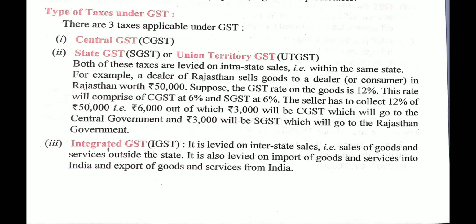There are 3 types of GST. Central GST, the GST which goes to the central government, and state GST or union territory GST, both of these taxes are levied on intra-state sales, that is within the same state. Intra-state means the goods are sold and purchased within the same state. For example, dealer of Rajasthan sells goods to the dealer or consumer in Rajasthan worth 50,000. Suppose GST rate is 12%. This rate will comprise CGST, the central will get 6% of 50,000 and SGST will get 6% of 50,000. So the 12% of 50,000 is 6,000 rupees, out of which half, 3,000, will go to the central government and half, 3,000, will go to Rajasthan government, which is the state government.